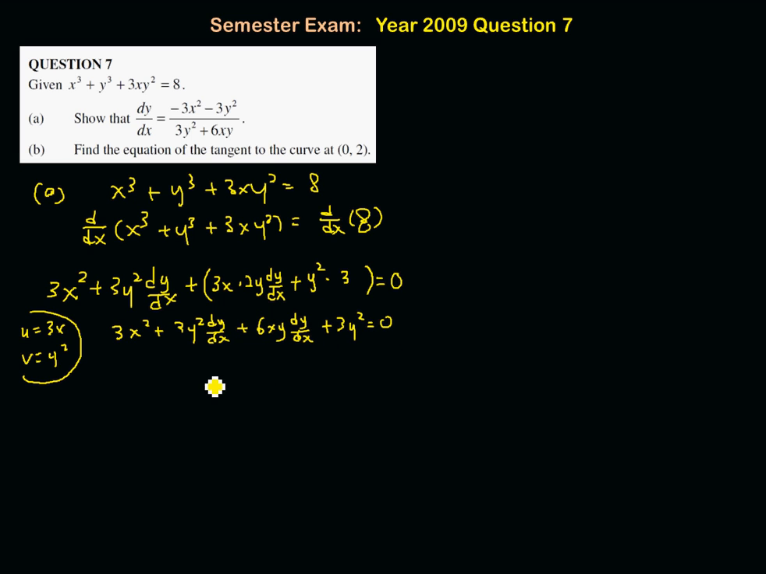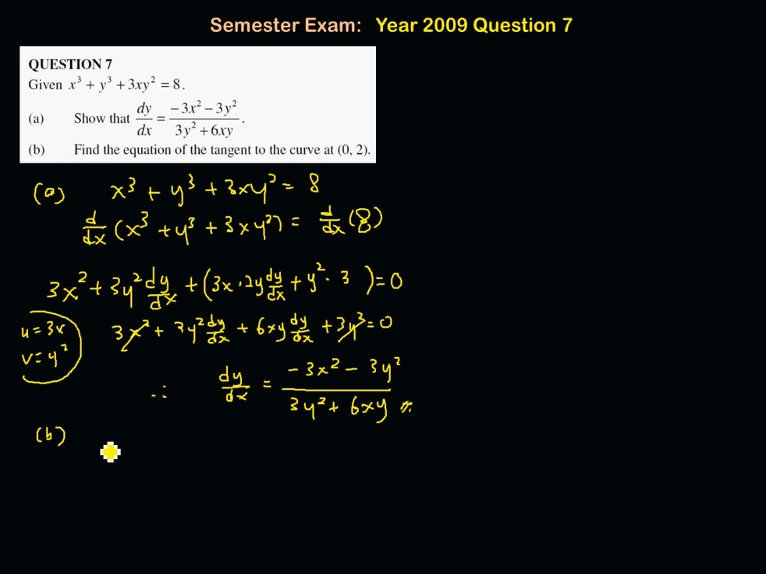Now if you rearrange this, you'll find that dy/dx is indeed negative 3x squared minus 3y squared, when you rearrange to the right side. Done. And of course if you collect this and group them carefully, you will have 3y squared plus 6xy. So part (a) is done.